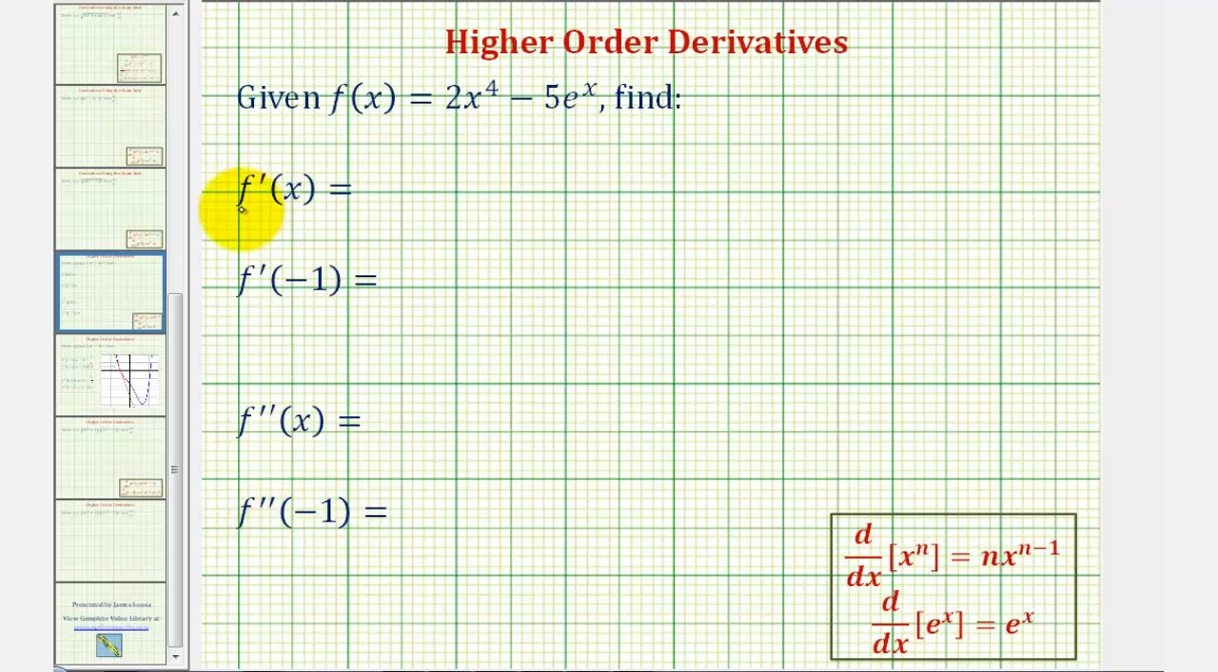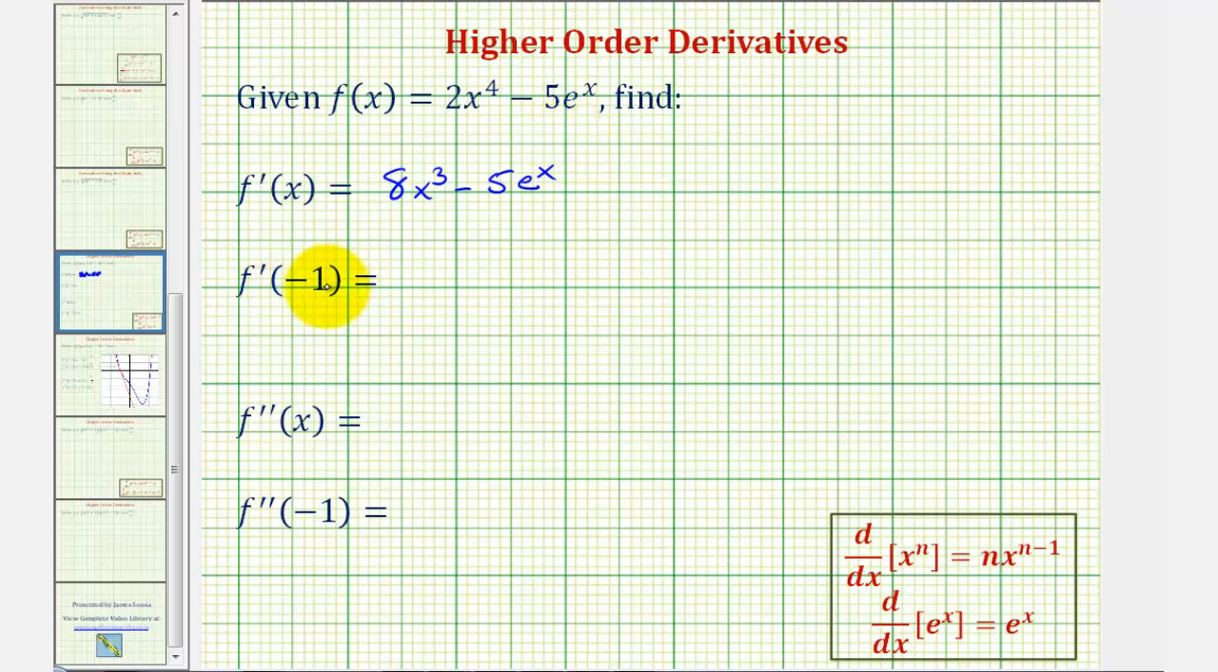So we'll begin by finding f prime of x, which is equal to 2 times the derivative of x to the fourth minus 5 times the derivative of e to the x. Well, the derivative of 2x to the fourth, we'd multiply by 4, that would be 8. Subtract 1 from the exponent, we'd have 8x to the third, minus 5 times the derivative of e to the x. Well, the derivative of e to the x is e to the x, so we just have minus 5 e to the power of x.